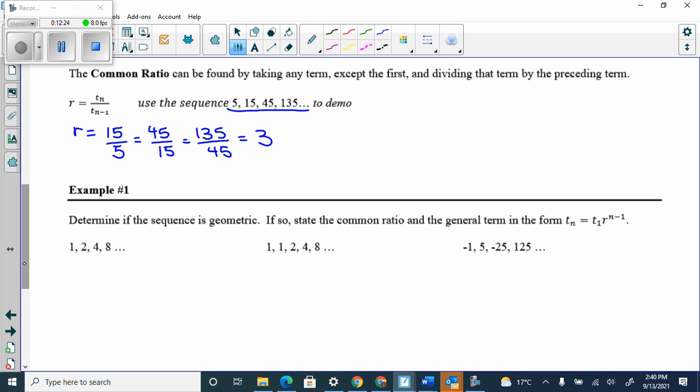So here we have to determine if the sequence is geometric. How can you tell something's geometric? It has a common ratio, right? So, if this is geometric, I should be able to go 2 divided by 1, and it should equal 4 divided by 2, which should equal 8 divided by 4. Is that true? 2 divided by 1 is 2. 4 divided by 2 is 2. 8 divided by 4 is 2. Ah, it is true.